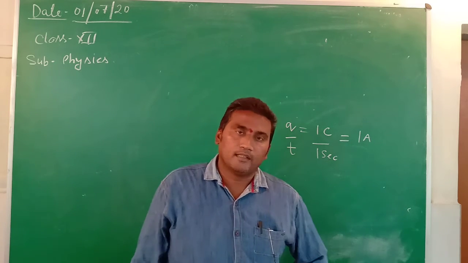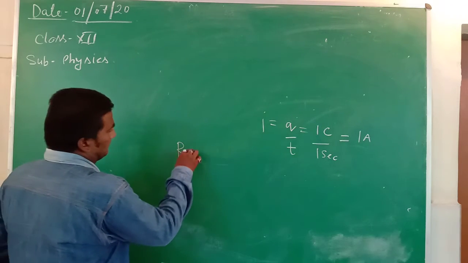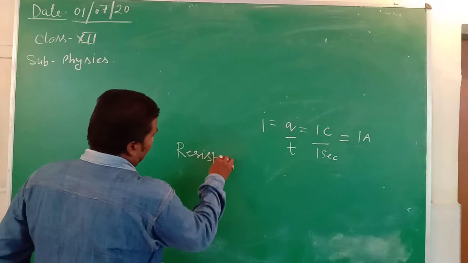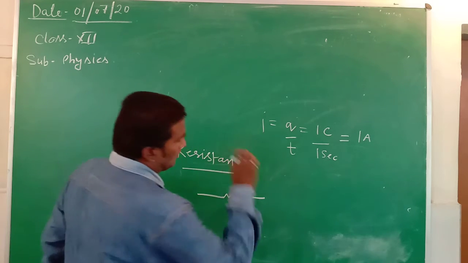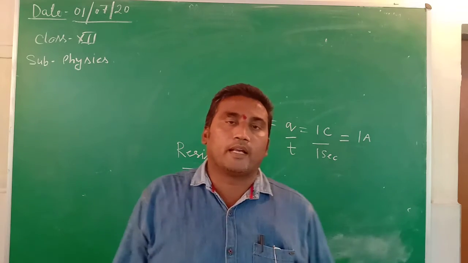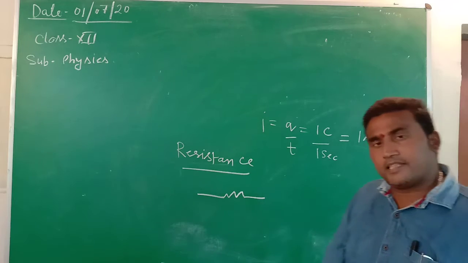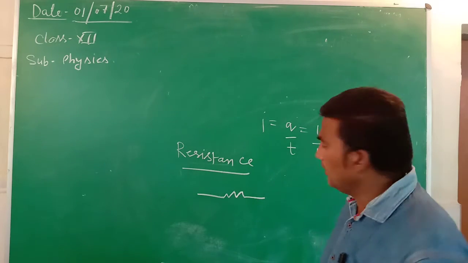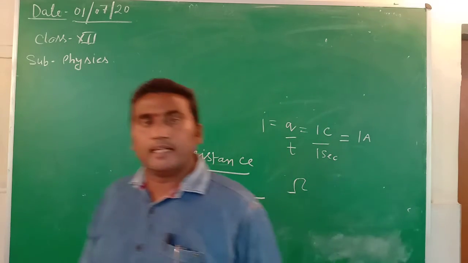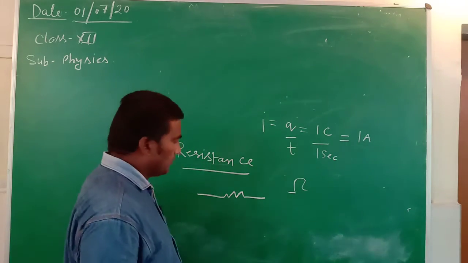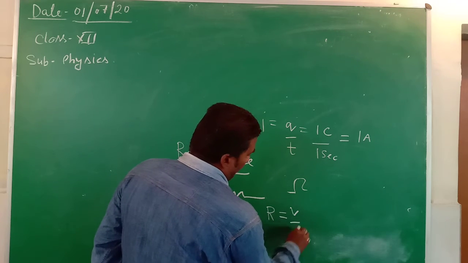Now we discuss another important topic, resistance. The hindrance offered to the flow of current is known as resistance, and it is generally represented as a zigzag structure. The SI unit of resistance is ohm. We can also write a derived unit of resistance, because we know the relation R = V/I.